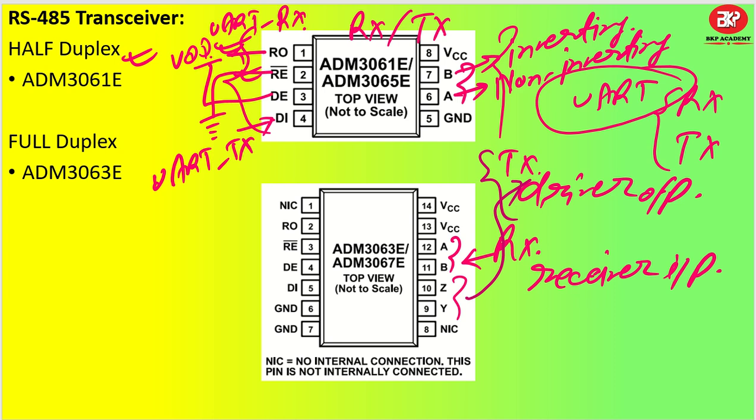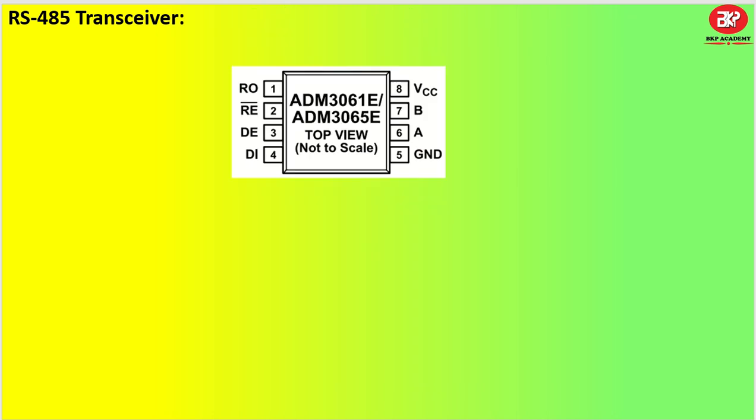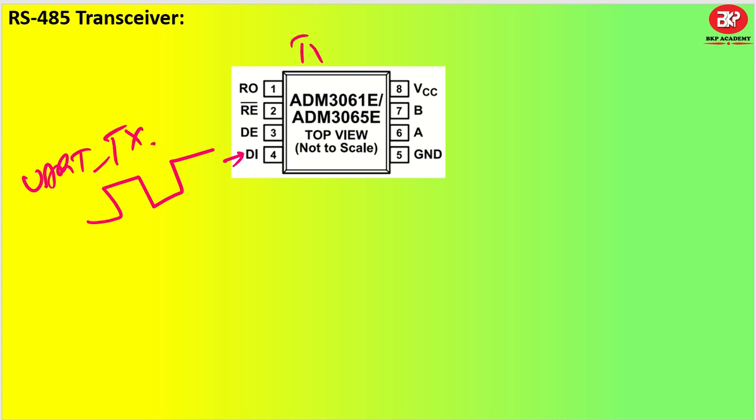Let's try to understand it in the next figure. Let's say I have a driver input signal which goes into this. This is the UART TX that has been transmitted. Now let's say this is acting as a transmitter. How will the signal appear at AB? These are driver outputs. A is non-inverting, which means the same signal will appear as it is. Understood? Let me complete it so that you will be able to understand properly.